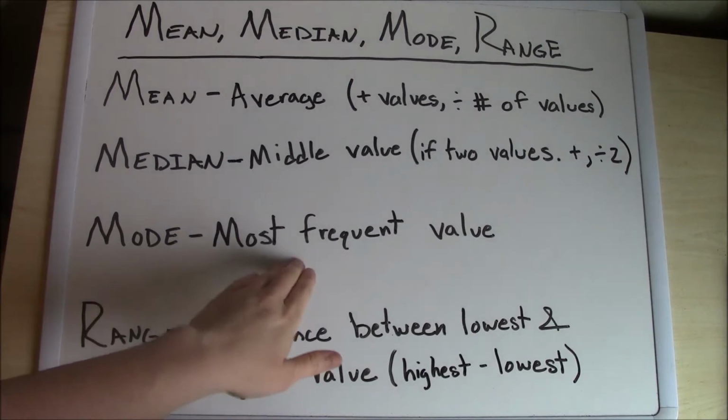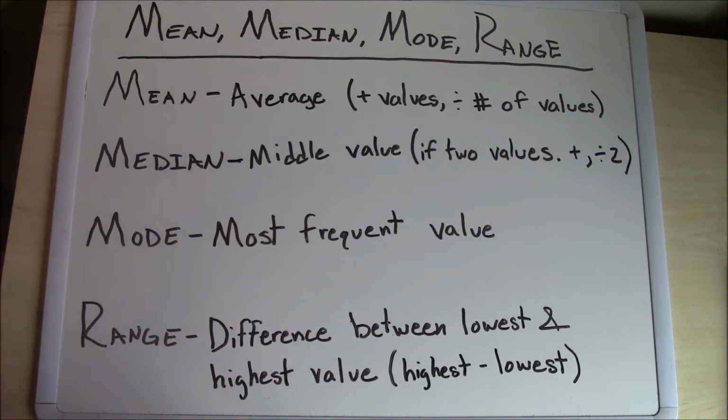It's the most frequent. And you can have more than 1. So your problem can be 5, 5, 5, and 8, 8, 8. And so obviously those are repeating 3 times. There's no other numbers that are repeating more than 3, so your mode is going to be 5 and 8.